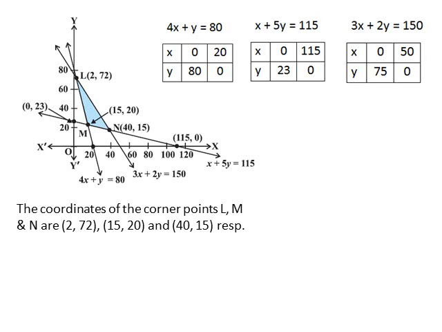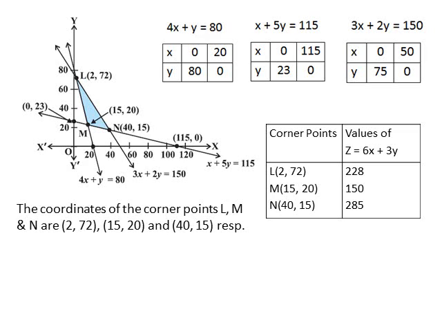Students, you can identify the coordinates of point M and N directly from graph, but we need to solve the equations 4x plus y equals to 80 and 3x plus 2y equals to 150 for the coordinates of L. Next, find the value of z at each corner point. At the point L, value of z is 228.